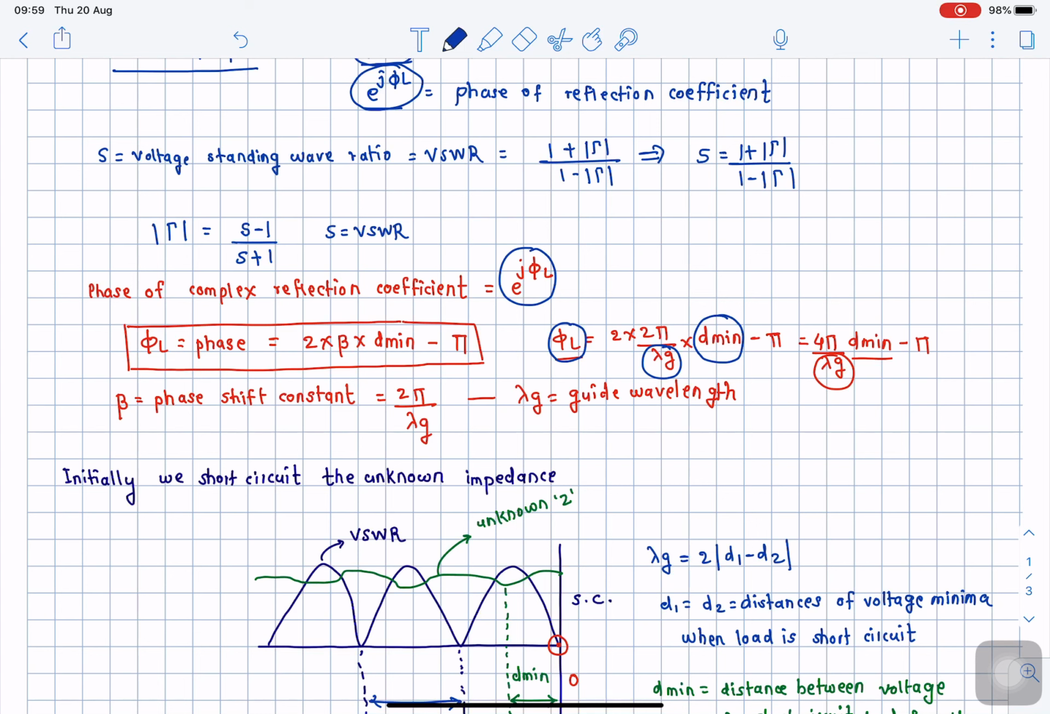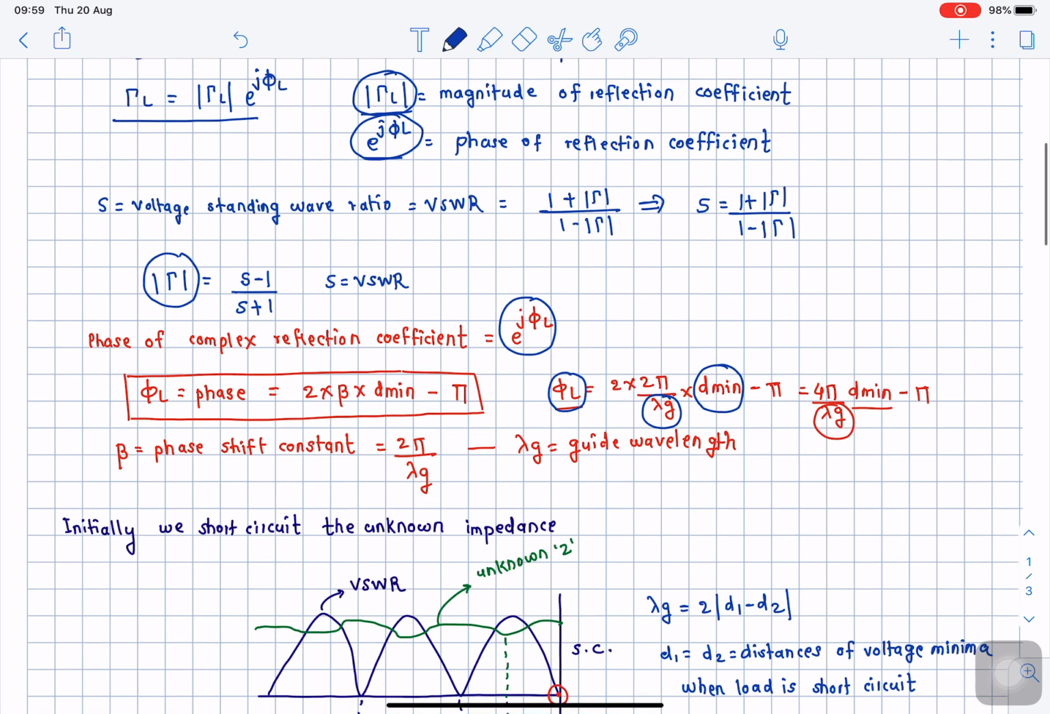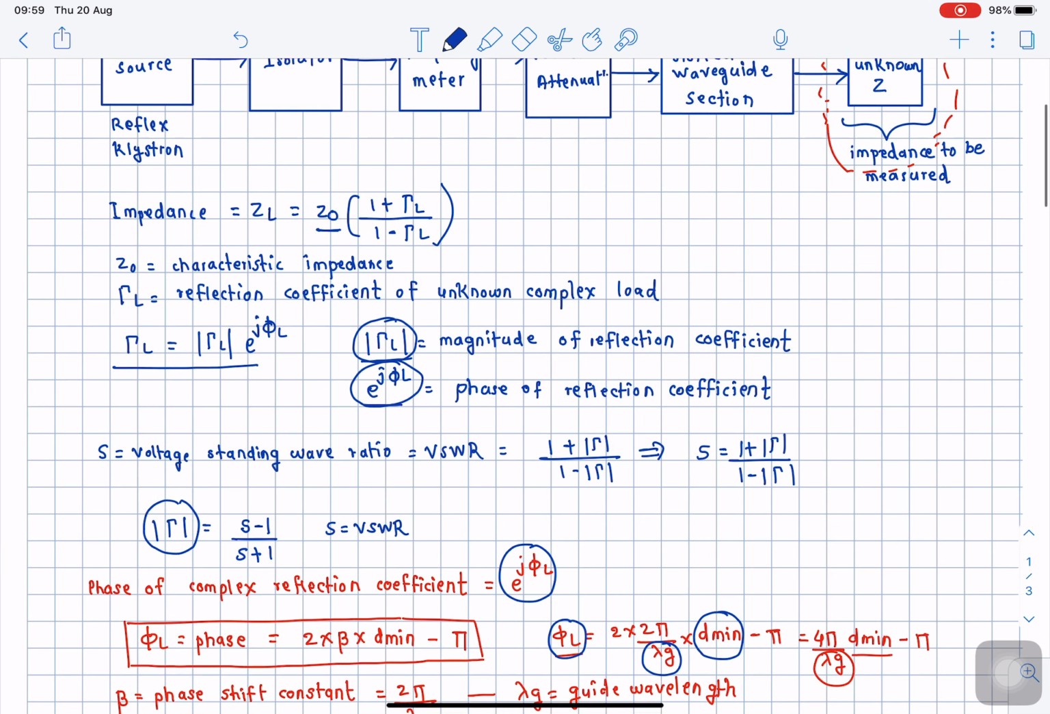Already the magnitude of the reflection coefficient is calculated with the help of VSWR. So all these values are known. Now you place all these values into the equation of unknown impedance, which I highlight here. Once you know gamma, gamma is given as mod gamma into e raised to j phi L, and phi L is given by 2 beta D minimum, minus pi.